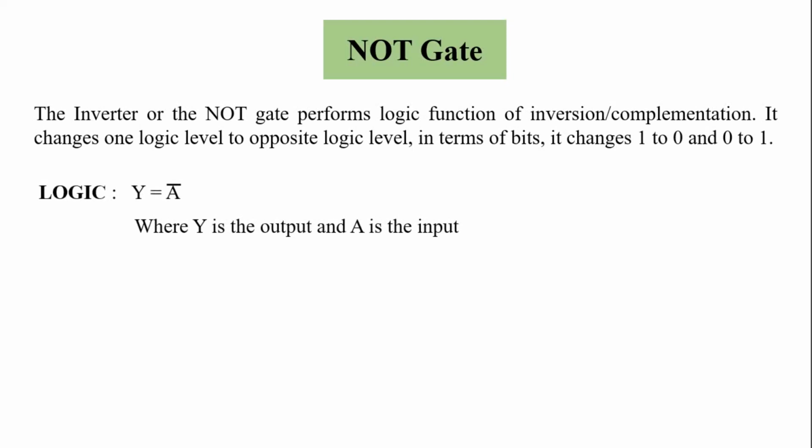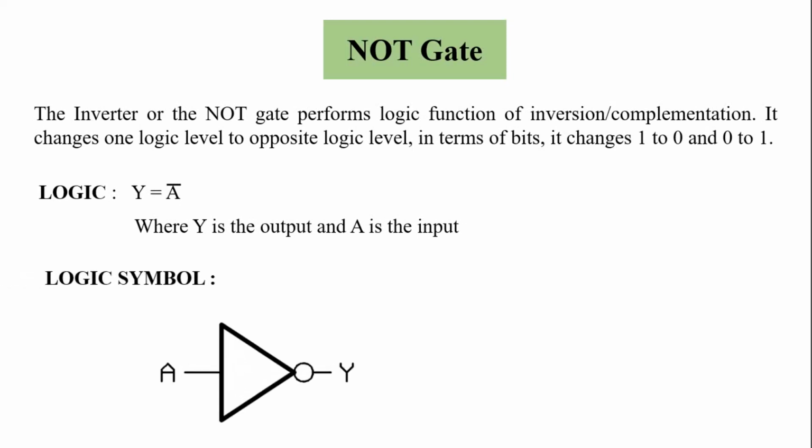Logic of the NOT gate: Y equal to A bar, where Y is the output and A is the input. So output will be the complemented input. Logic symbol. This is the logic symbol of NOT gate, where A is the input and Y is the output. We will use this symbol to represent NOT gate in any circuit.